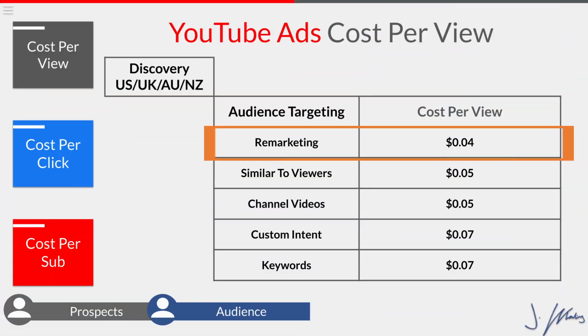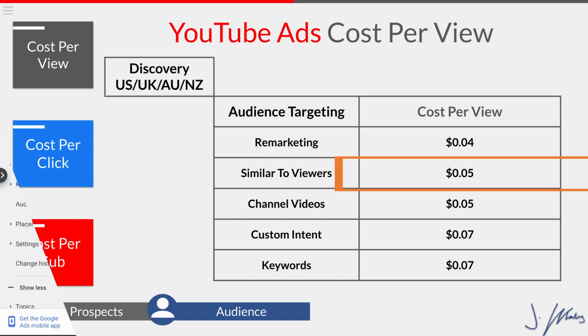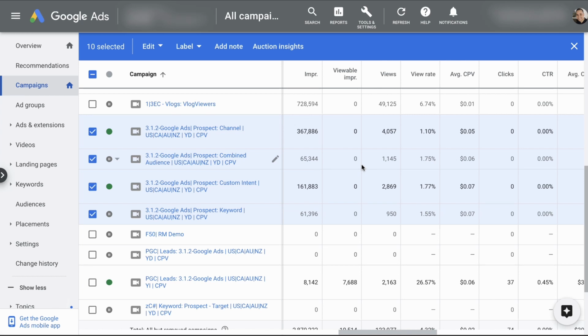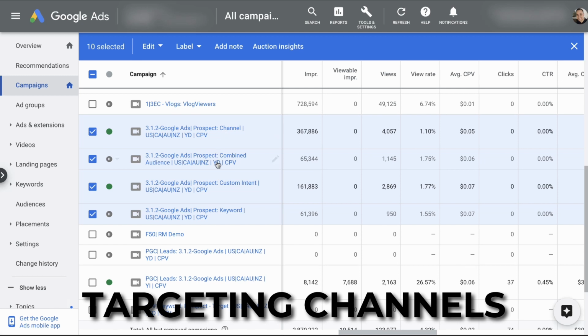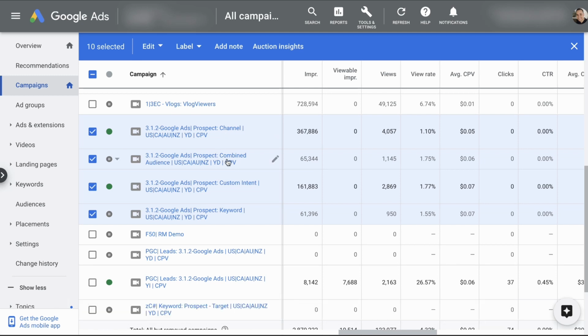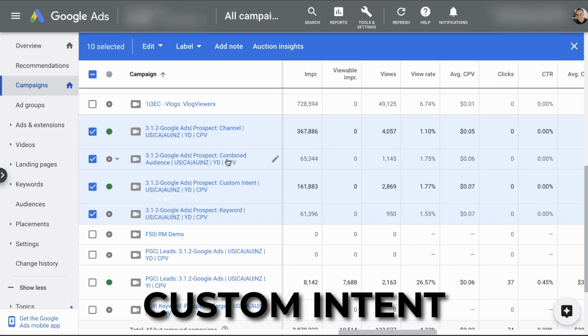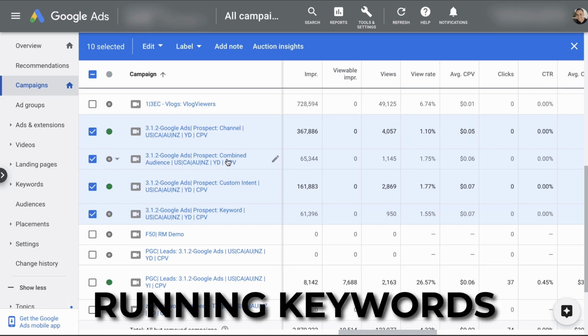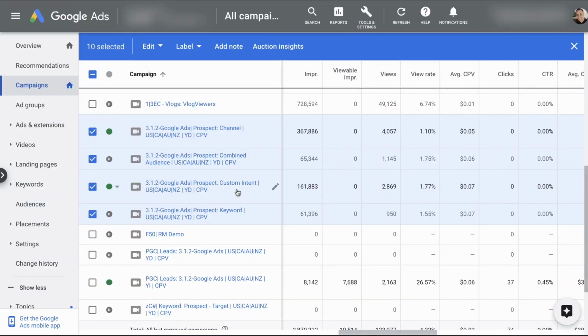Now, if you're not doing remarketing or similar-to audiences, then you'd probably want to know how much it costs to target new people. This first one we have is targeting channels, which costs 5 cents. Then combined audiences, using combinations of life events and in-market audiences, cost 6 cents. And then custom intent and running keywords cost 7 cents, which makes sense because if you're targeting specific keywords or creating a custom intent audience around a set of keywords, you're going to wind up paying more.